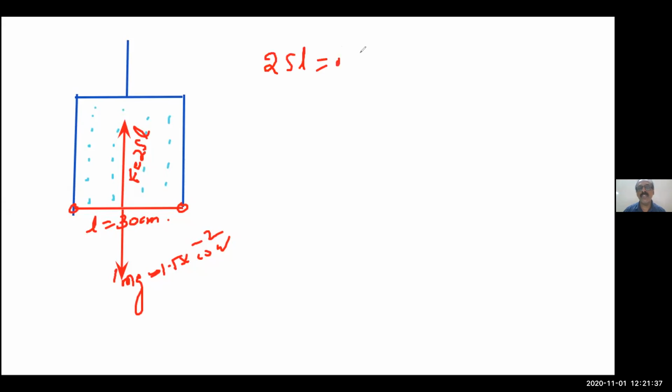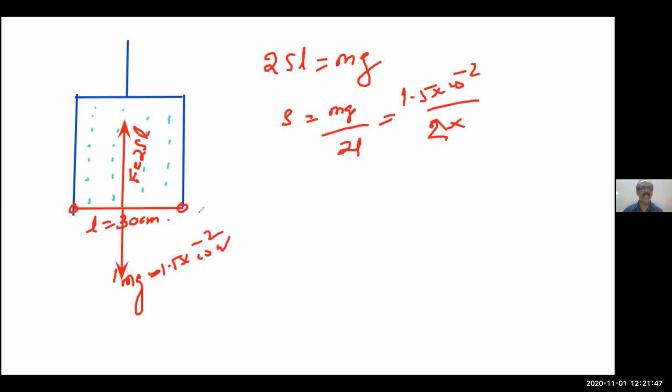So naturally we can equate here 2SL is equal to mg. Then S is equal to mg by 2L. M is already given: 1.5 into 10 to the power minus 2, into 2 into 30, that is 0.3 meter. From here, surface tension we can calculate. Any doubt? No, sir.